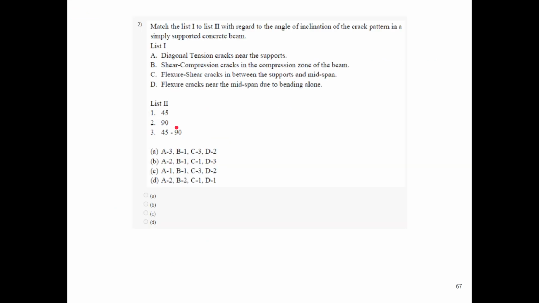Second question: match list 1 to list 2 with regard to the angle of inclination of the crack pattern in a simply supported concrete beam. List 1: A, diagonal tension cracks near the supports. B, shear compression cracks in the compression zone of the beam. C, flexure shear cracks in between the supports and midspan. D, flexure cracks near the midspan due to bending alone. List 2: 1, 45 to 90, 3, 45 to 90. Okay. So which of the options is correct?